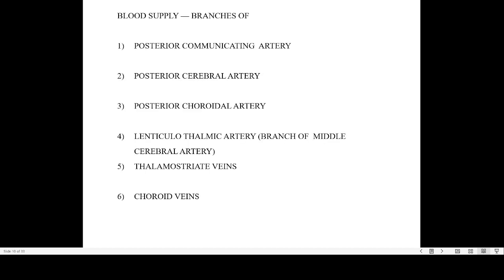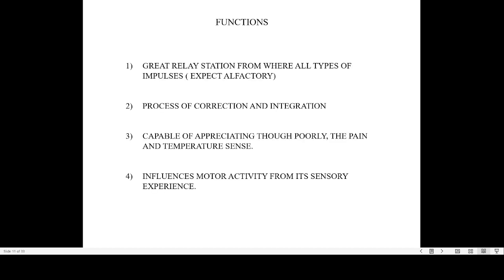So here, what is the blood supply to this thalamus? Mainly posterior communicating artery, posterior cerebral artery, posterior choroidal artery, lenticulo-thalamic artery, branch of the middle cerebral, and thalamostriate vein and choroid veins.